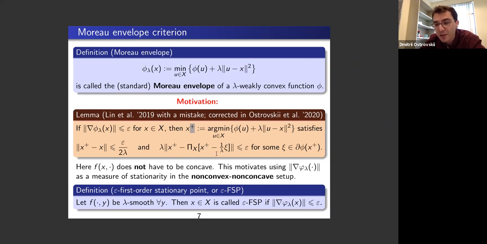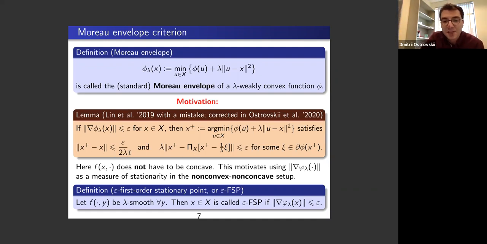Here's the guarantee. If at X the Moreau envelope gradient norm is smaller than epsilon, then there is another point X plus, which can actually be computed, the proximal mapping of the point X. It will be, first of all, close to this point X. And second, for some subgradient in the subdifferential of the primal function at this new point X plus, the corresponding proximal gradient norm will be small.